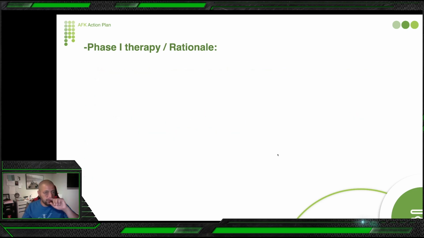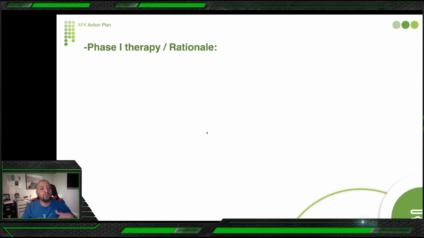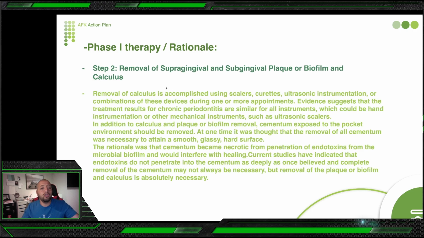Okay? After you give him education on how to control his plaque and why it's important, at the first appointment, when he comes to you for the second appointment, you do removal of calculus accomplished using scalers, curettes, and ultrasonic instruments. Evidence suggests that the treatment results for chronic periodontitis are similar for all instruments, whether hand instruments or other mechanical instruments such as ultrasonic scalers. So you cannot say the ultrasonic is more effective than hand instruments. No, the evidence says it's equally effective.